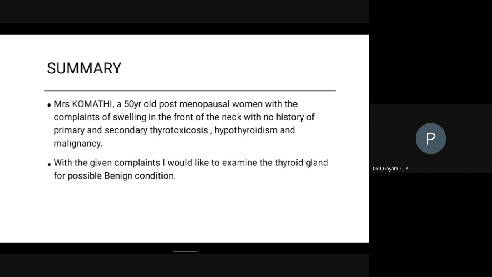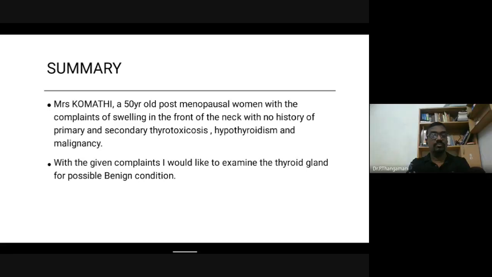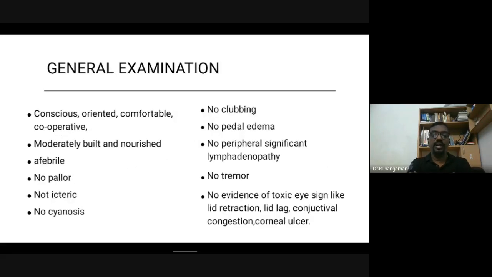Summary. This is Komadi, a 50-year-old post-menopausal woman with the complaints of swelling in front of the neck, with no history of hyperthyroidism, hypothyroidism, and malignancy symptoms. With the given complaints, I would like to examine the thyroid gland for the possible benign condition. That's how we should summarize. Okay, after the history. Yes, sir.